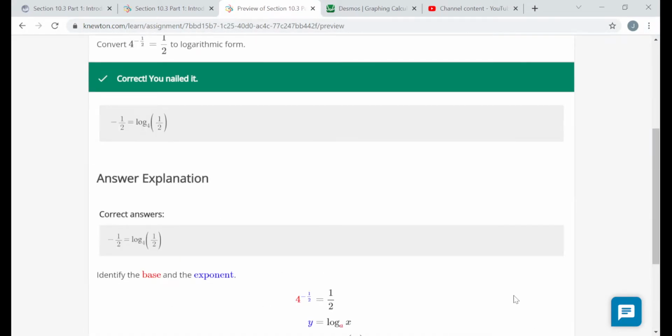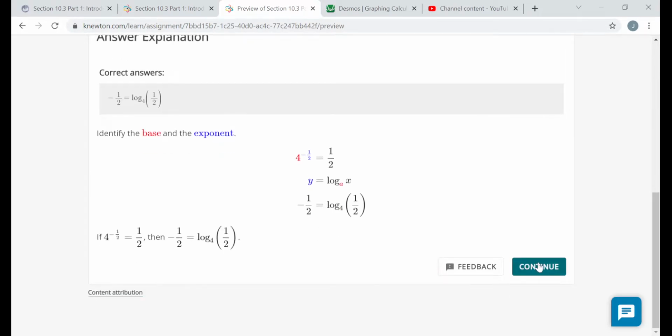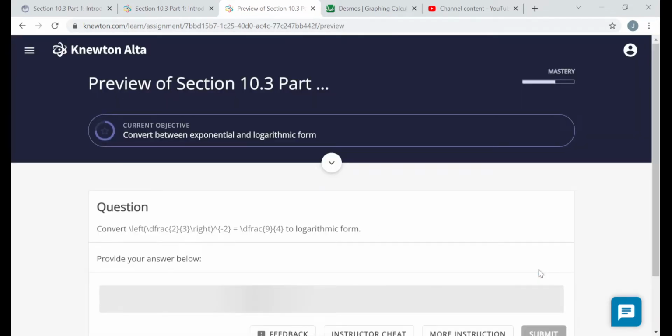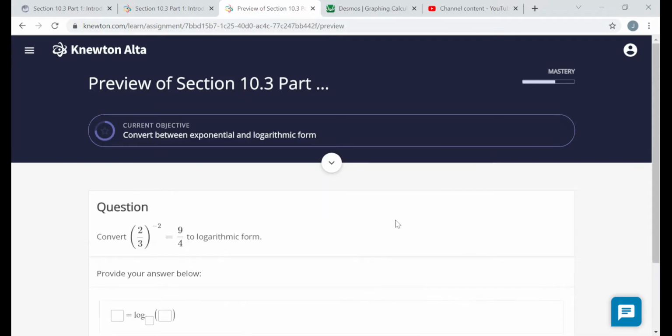Great. Pretty easy, hopefully. Again, after some practice, it should be easy to go back and forth between exponential form and logarithmic form of a statement. I've got just one more of these, and once again I'm given an exponential statement and asked to convert it to a logarithmic statement that means the same thing.